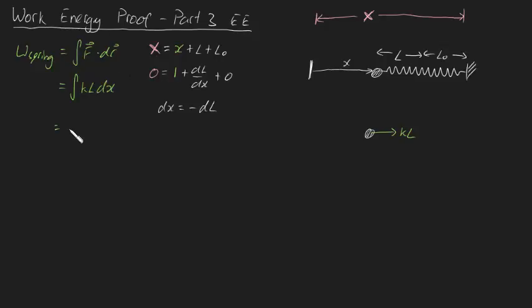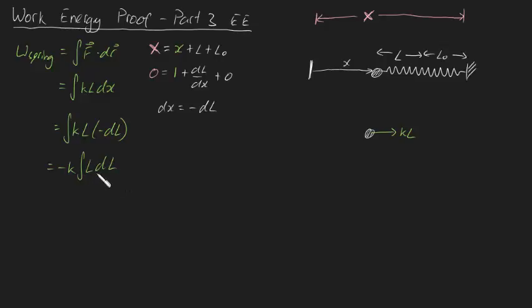Well, we know this will boil down into, let's figure it out. It'll be k L times dx, which is going to be minus dL, right? And when you solve that, you can bring out the minus and the k. It'll be minus k times the integral of L dL.